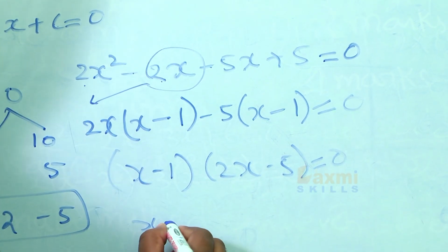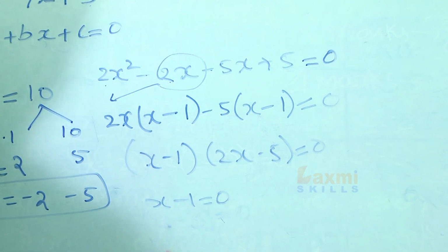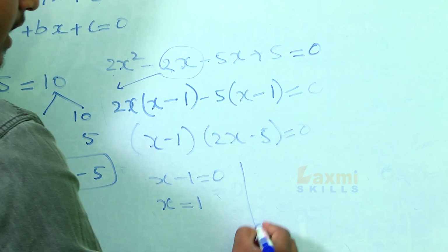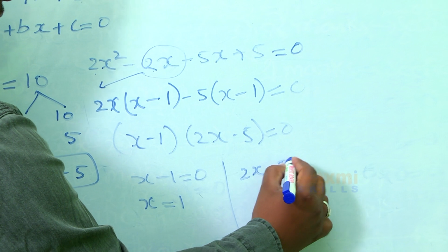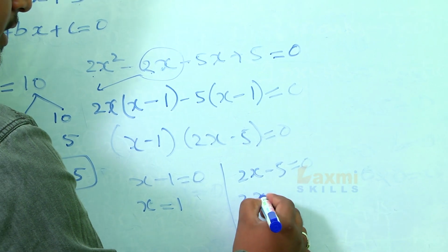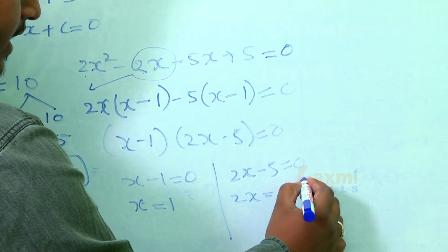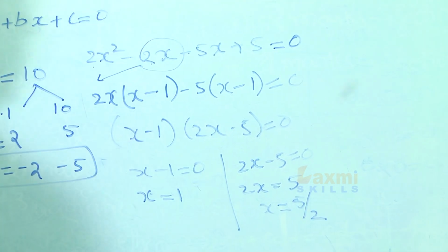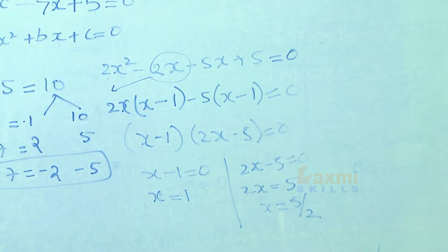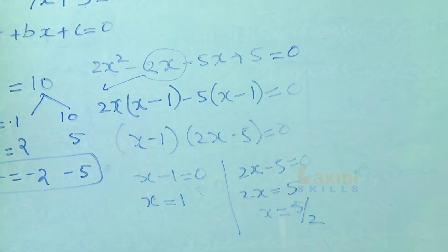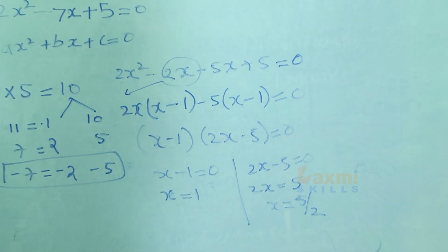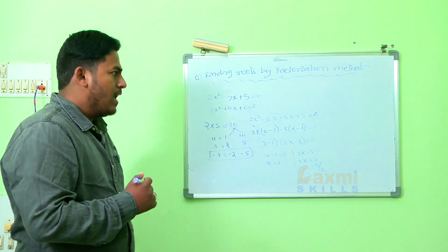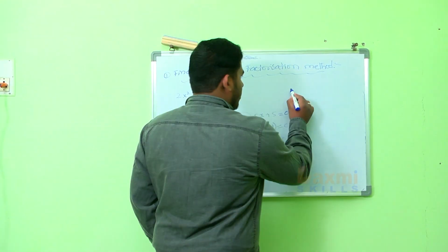So x minus 1 is equal to 0, and transposing this minus 1 to the right, it becomes positive. And 2x minus 5 is equal to 0, and taking this 5 to the right side, x is equal to 5 by 2. So in this way you are going to solve this type of problems, and there will be some cases where you will find the a value a root and the c value also a root, which we will discuss in our next problem, and it's an assignment to you.